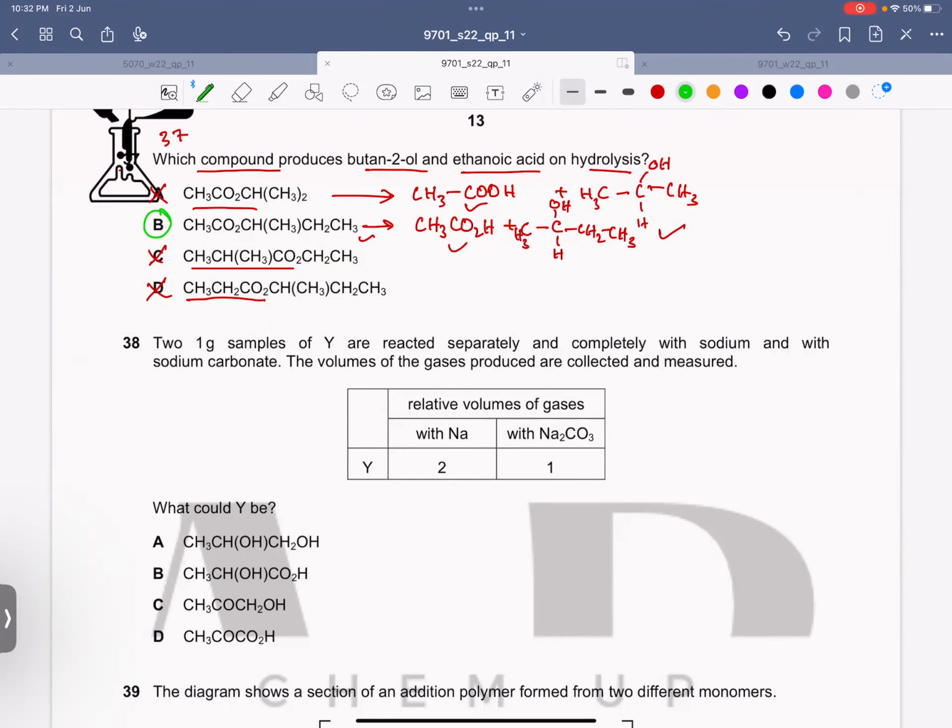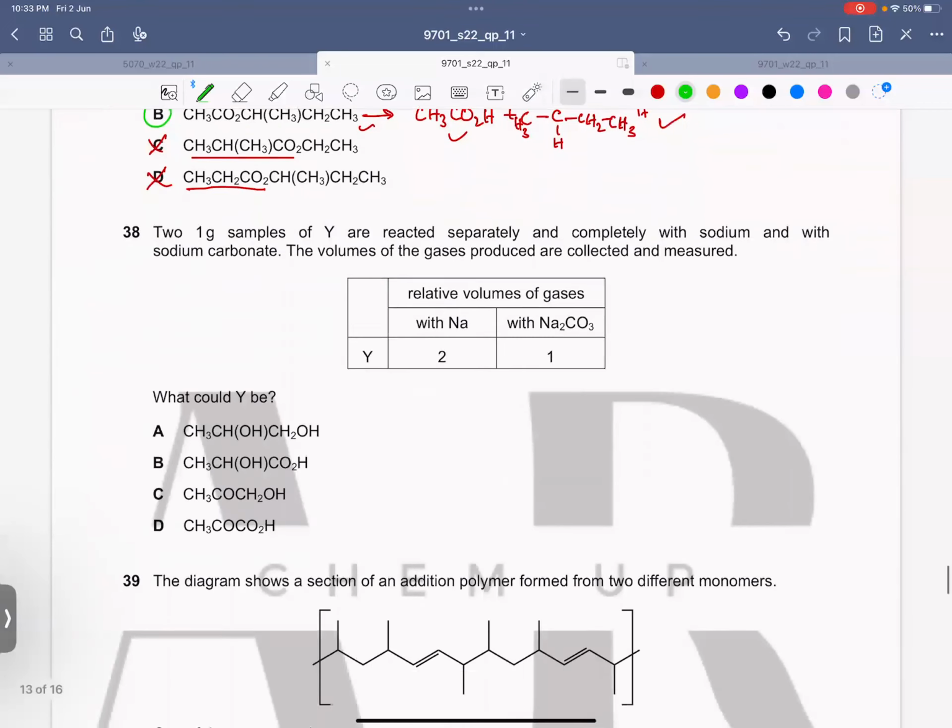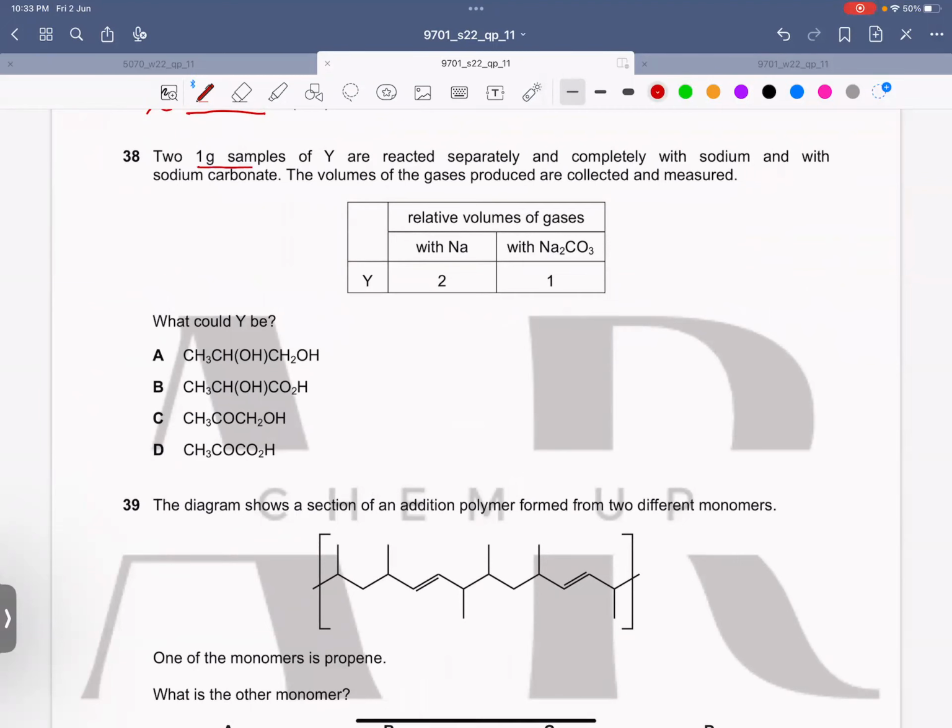Is this clear to everyone? Okay. Now question number 38. Two 1 gram samples of Y are reacted separately and completely with sodium and with sodium carbonate. The volumes of the gases produced are collected and measured. With sodium, we are getting double the volume as compared to the gas which is forming when it reacts with sodium carbonate.